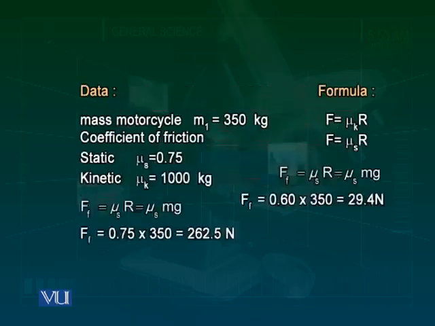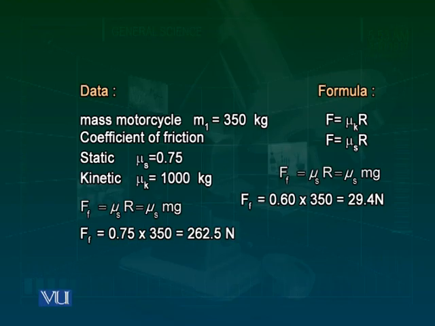So F is equal to mu R, mu static friction, mu S multiplied by mg, which gives us 0.75 into 350. So the static friction in order to start the motorcycle from rest would be 262.5 newtons. That is the amount of force the engine would have to provide just to start the motorcycle.